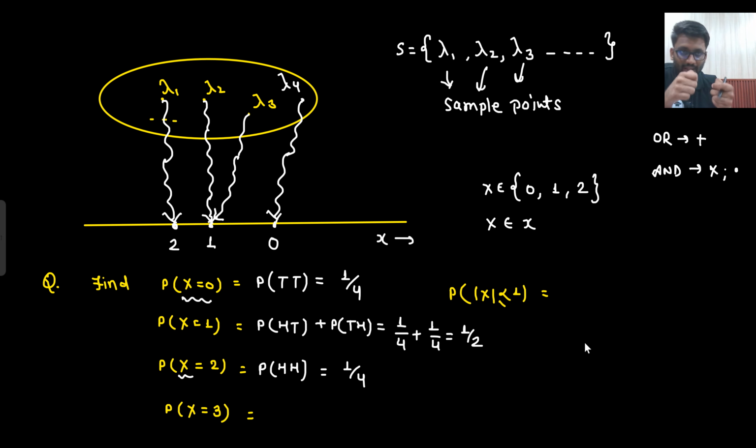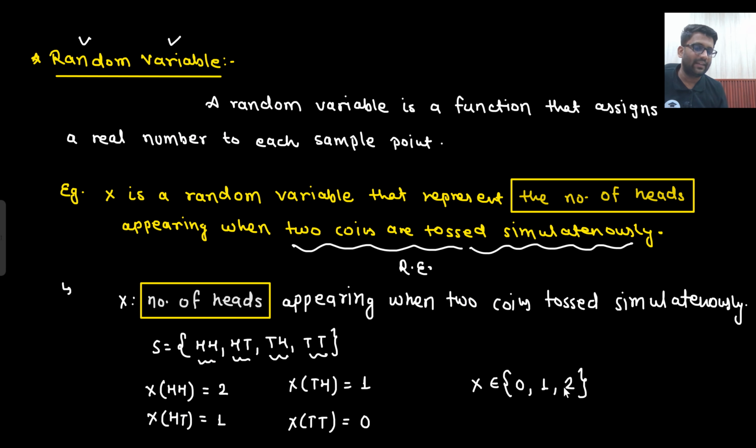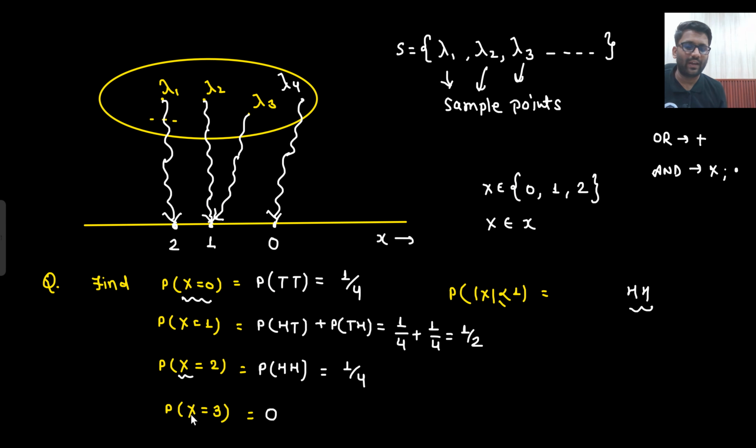I am tossing two coins, but I need number of heads equal to 3. Is it possible? No. So what is the probability? 0. You are tossing 2 coins, but number of heads should be 3. Maximum heads you can get is 2 only, no? And here also you saw that x can take only values 0, 1, 2. That means what will be the probability of x taking the value 3? That would be 0. Are you able to understand this point?